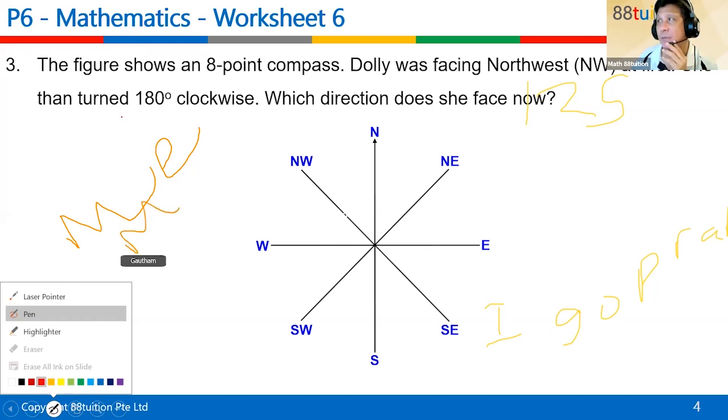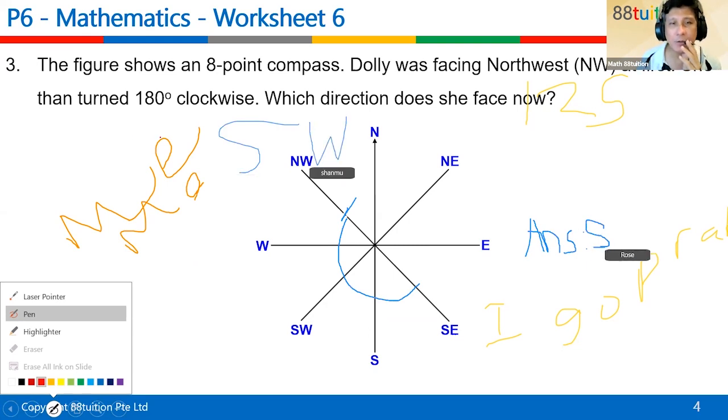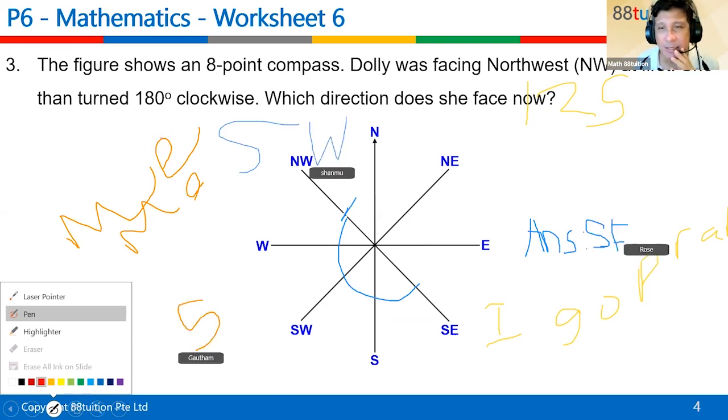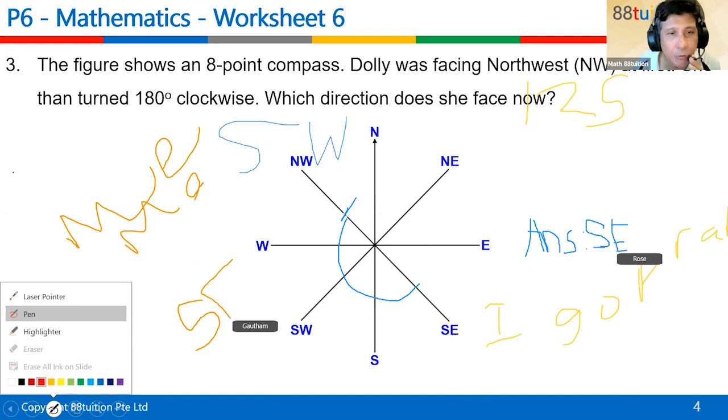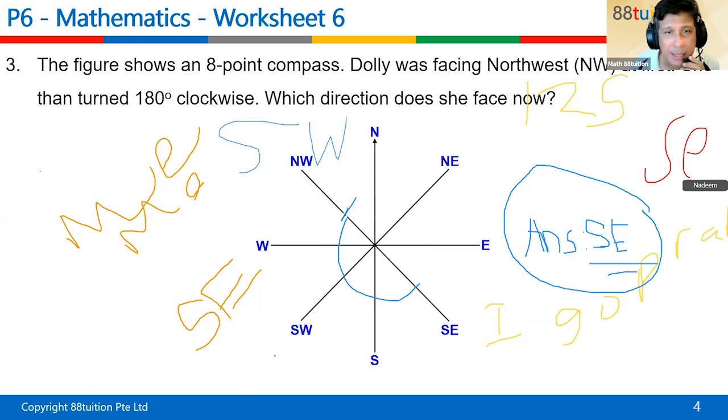From there, we are told that Dolly was facing northwest at first. After that, she's going to turn 180 degrees clockwise. So what is the direction that she's facing now? I can see many of you writing, but what are you writing? I saw southeast, I saw southwest. I think I have more southeast than southwest, right?